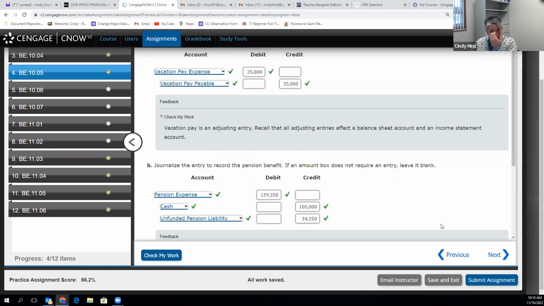And so keep in mind that these two entries that we did are based on what's being earned right now. These entries are not for what might be being paid out, both for vacation and for pension, for people who are already working, or excuse me, people who are already retired or on vacation. I didn't mean to say already working.